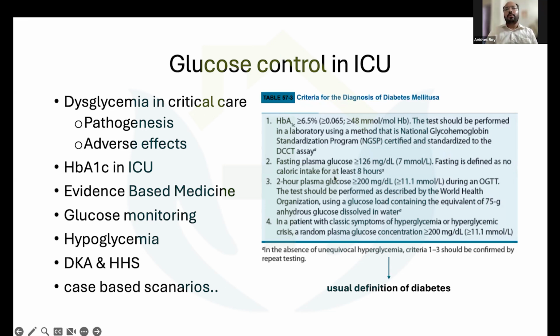And after a 2-hour, 75 gram oral glucose tolerance test, that's a standardized test, if the sugars are more than 200, then we call it diabetic. And if the patient has a random sugar level more than 200 with signs and symptoms of hyperglycemia, we can mark them as diabetes. That's the latest definition we should all be aware of.